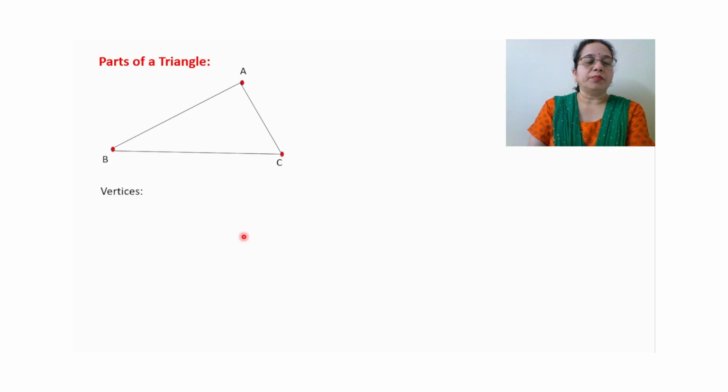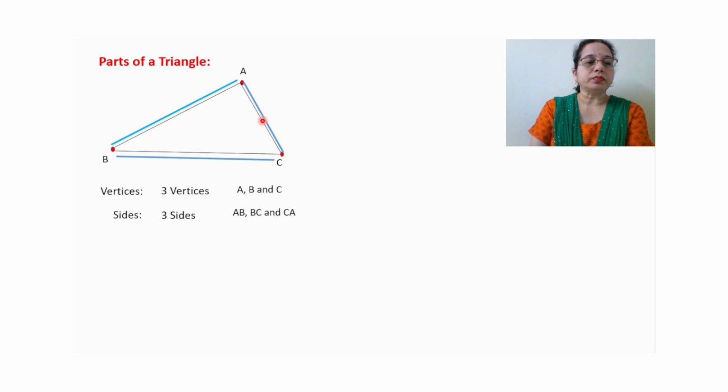Parts of a triangle. Vertices. This point A, point B and point C is known as the vertices of a triangle. So there are three vertices of a triangle. Sides. This AB, BC and CA, these three line segments are known as the sides of a triangle. So there are three sides of a triangle. Here you can see this blue color one are the line segments. Angles: angle A, angle B and angle C. There are three angles.